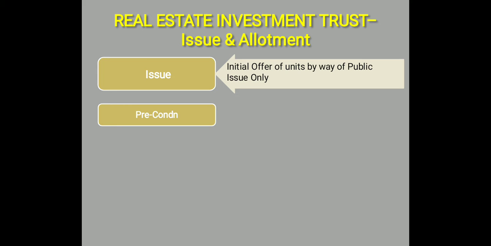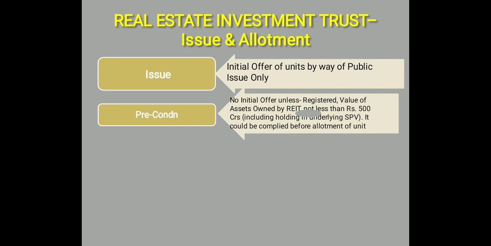There are some preconditions; before floating an initial offer, some preconditions are to be satisfied by the REIT. Those are: first, no initial offer of units by a REIT shall be made unless the REIT is registered with SEBI under the REIT regulations. The value of REIT assets owned by the REIT should not be less than rupees 500 crore, including the holding in the underlying SPV, if it is investing money through SPVs having a controlling stake in them.